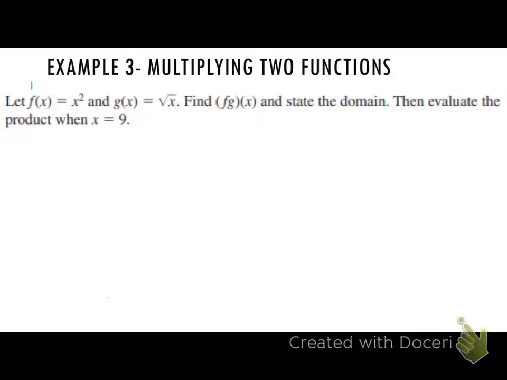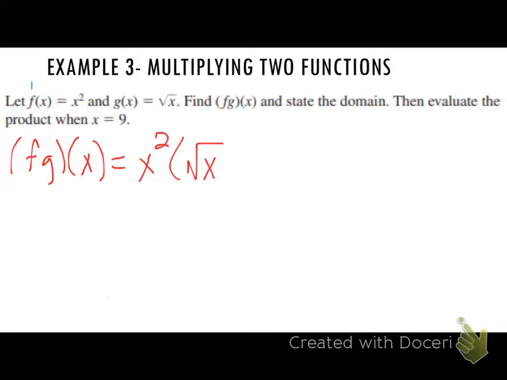Example 3, multiplying. We're almost there. Got multiplying and dividing left. Let f of x equal x squared and g of x equals square root of x. Find f times g of x and state the domain. Then evaluate the product when x equals 9. So I'm just multiplying x squared times the square root of x. Multiplying the two functions.